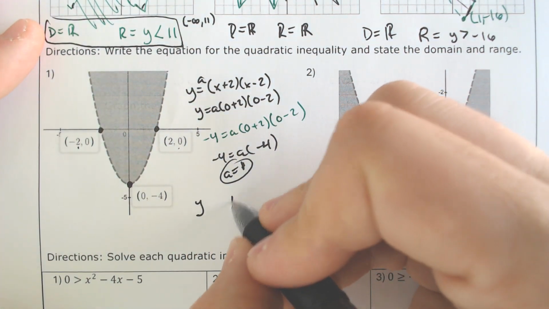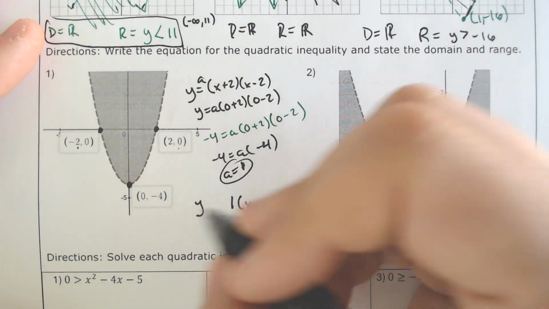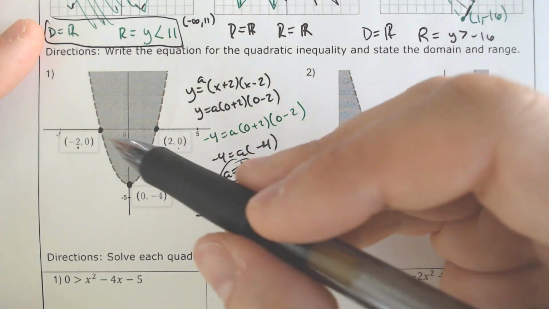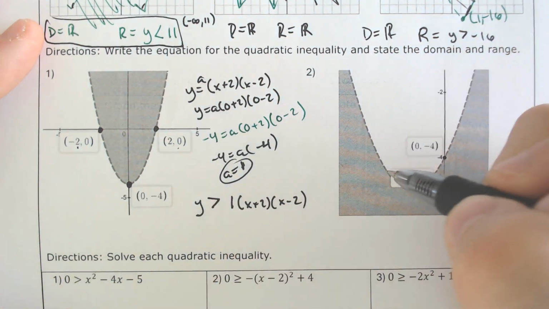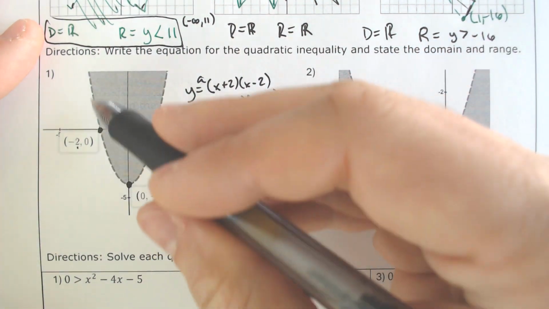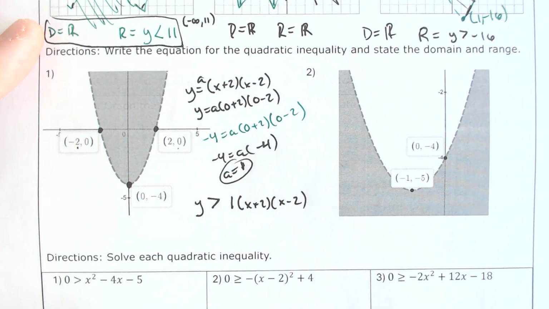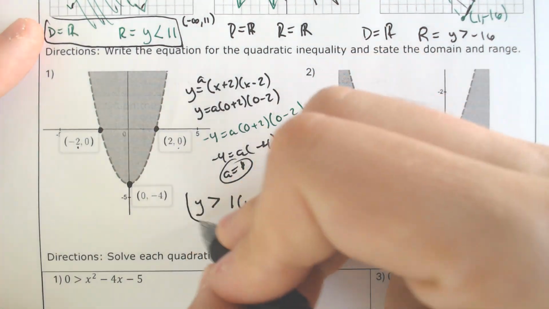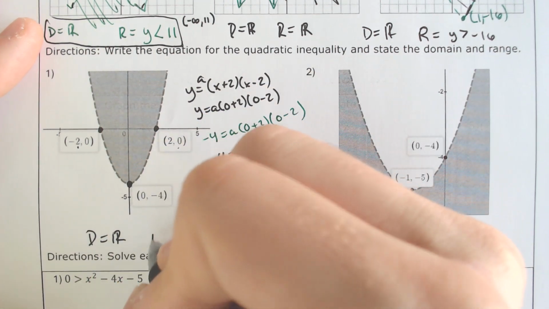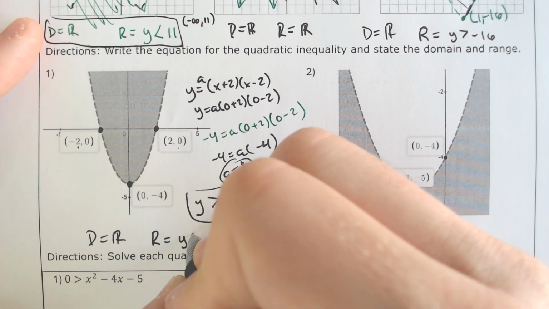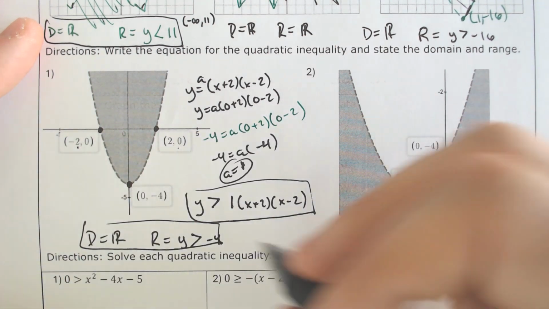So now we have 1 with the (x plus 2) and the (x minus 2). What inequality symbol do I need? Well, the shading is going up, so it's a greater than symbol. And it is not equal to because it is not filled in, but it is a dashed line. So this is going to be our equation. Our domain is boring. It's all real numbers. The range is going up from the -4. Oh, man. That's bad looking.